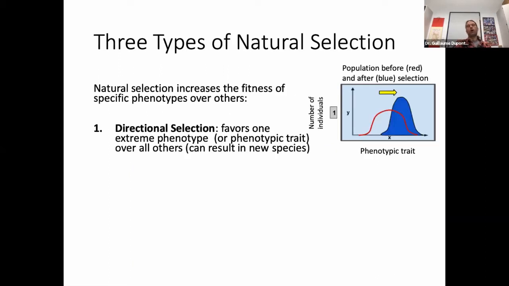So obviously it doesn't stop here. People have thought since Darwin about how natural selection actually affects a population. And three major types of natural selection have been proposed, which I try to explain to you here quickly with this figure.